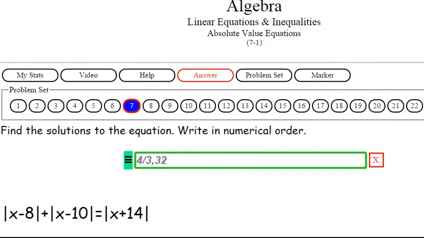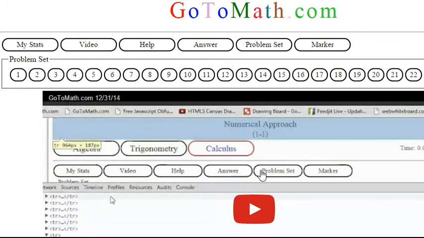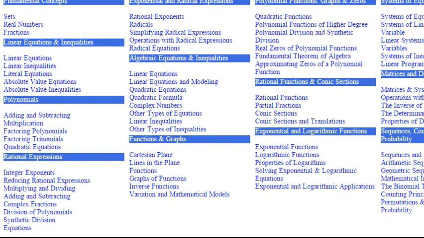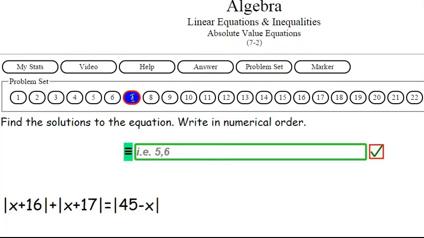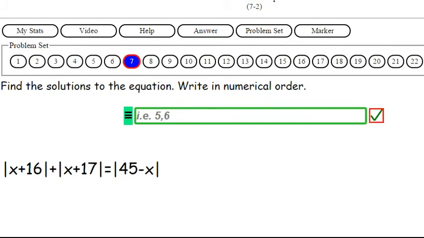Alright, so we're over here at gotomath.com doing something, trying to get it right. Click on the algebra. Let's go down to absolute value equations. And we're looking at 7.2, it looks like.